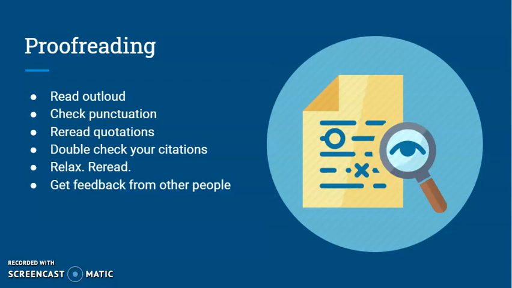Next, we suggest checking punctuation marks specifically, looking for your periods, commas, semicolons, quotation marks, etc. As a part of this, we also suggest that you reread your quotations, which will help you double-check your citations. Next, we suggest that you relax and reread your paper. Remember, proofreading is not a process that can be accomplished in a short period of time. You need to be able to take breaks in between revision sessions so that your mind can relax and be refreshed and ready to read the paper again.